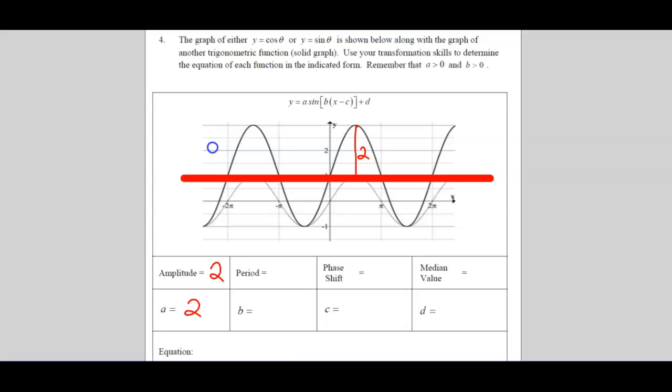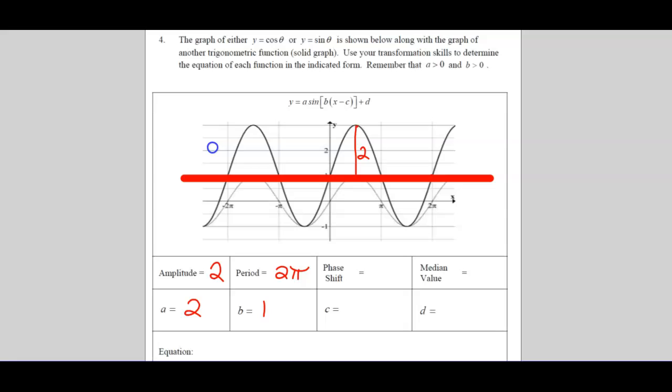Okay. Period. So, take a look here. There's 0 to 2 pi. Based on what we just learned, I'm going to look. How many cycles? 1. Okay? 1 cycle. So the period is 2 pi. So B is just 1, which we don't even show, right? But if we have to state what B is, it's 1.